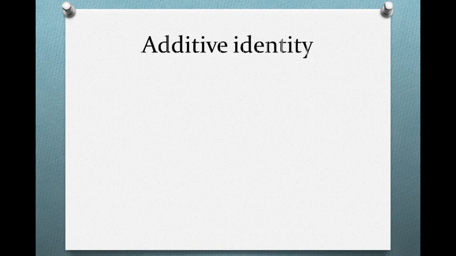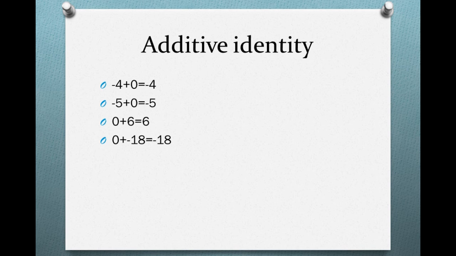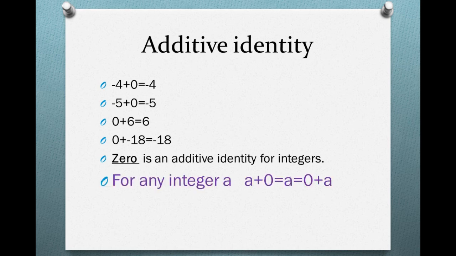Next property, additive identity. Look at these sums. -4 plus 0, which is -4, -5 plus 0, -5, 0 plus 6, 6, 0 plus -18, -18. In all these examples, when we add 0 to any integer, we get the same integer. So 0 is the additive identity for integers. Generally, we can say that for any integer a, a plus 0 equals a equals 0 plus a.